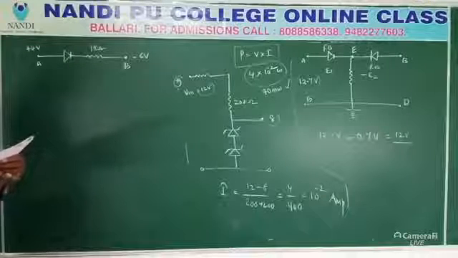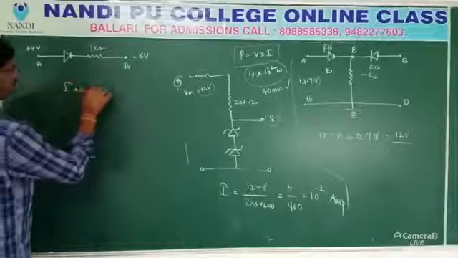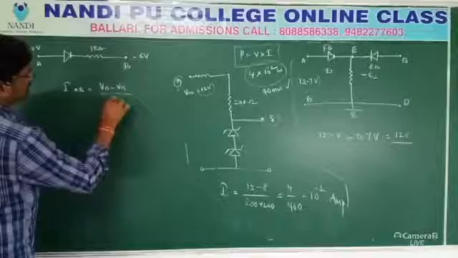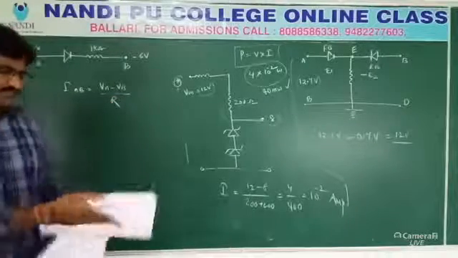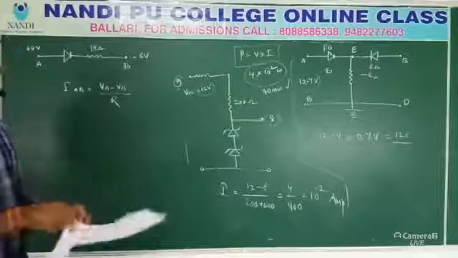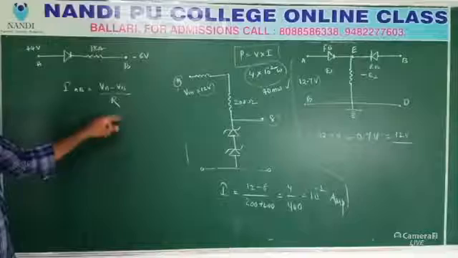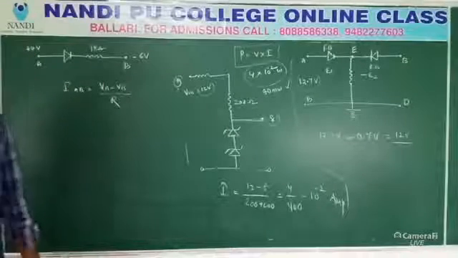What we have to find out? I AB is equal to V A minus V B by R. The two values are given, the A value and the B value, so you can substitute 4 minus (minus 6), divided by the R value, 1 kilo ohm, that is 10 power 3. By substituting that, you can get the answer.